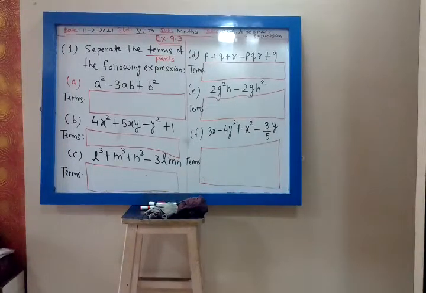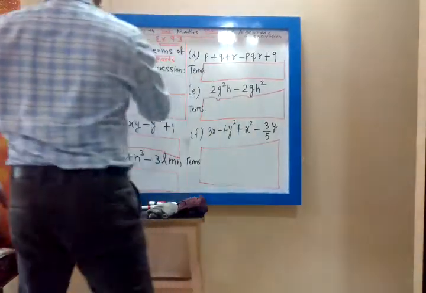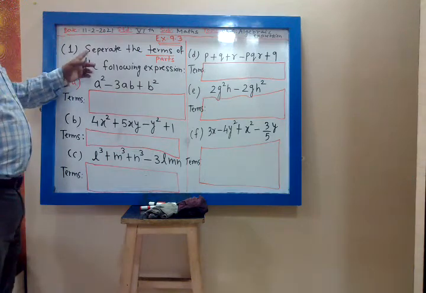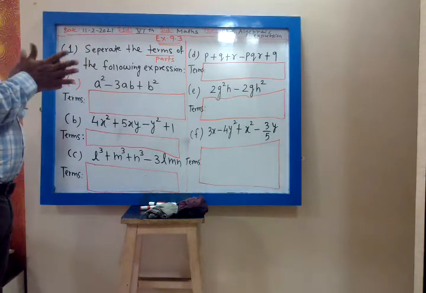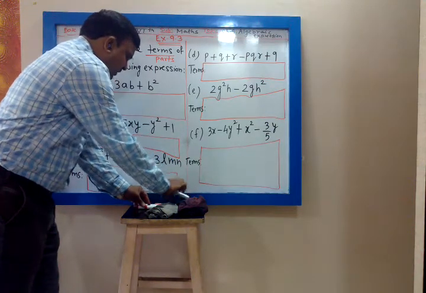9 point. Write on this. One by one you will write. I have written everything, but one by one you will write. Separate the terms of, separate, yes, no, I will solve. You have to write in the notebook.